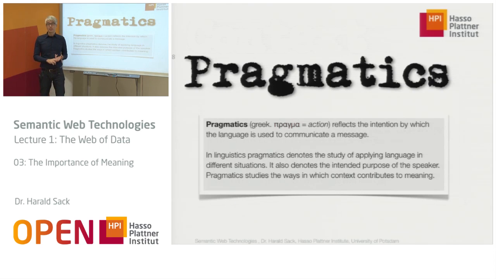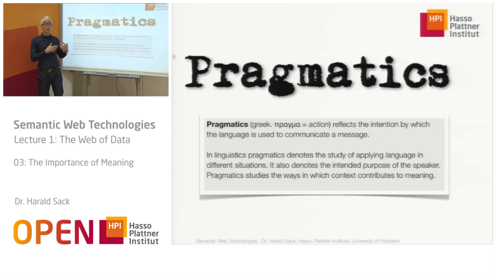So in linguistics, pragmatics denotes the study of applying language in different situations, and it also denotes, as we have said already, the intended purpose of the speaker. So pragmatics studies the way in which context contributes to meaning. And in the end, it tells you how the semantics is manifested in a way. So context and pragmatics determine the semantics.